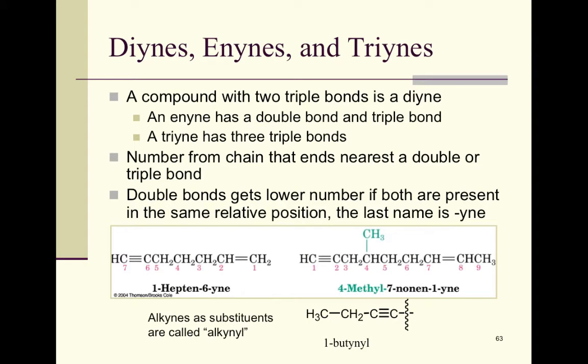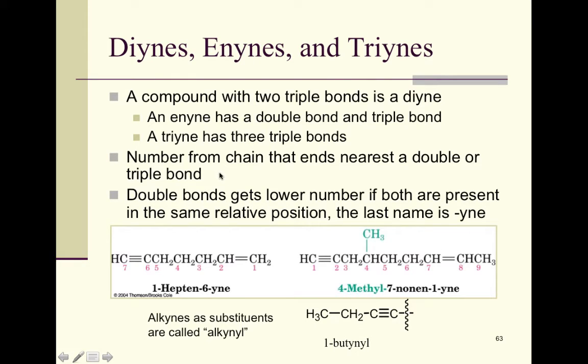Just as we did with double bonds, you can have more than one triple bond in there. So let's take a look at these definitions. Diene, the very first one here, means 2 triple bonds. Ene means, ready for this, you have a double bond, ene ending, and a triple bond together. Trienes would be 3 triple bonds. A compound with 2 triple bonds is known as a diene. An ene has a double bond and a triple bond. A triene has 3 triple bonds.